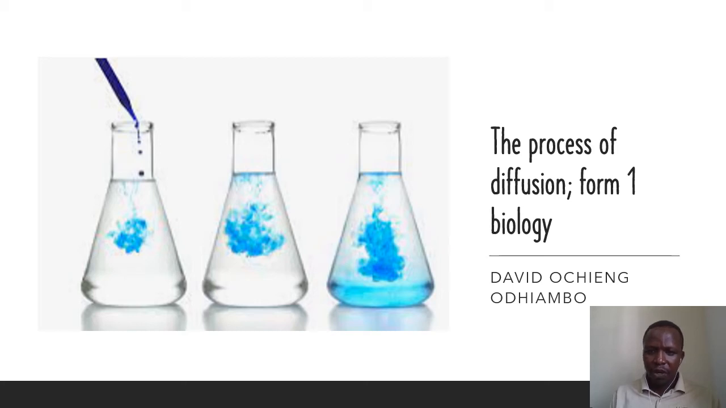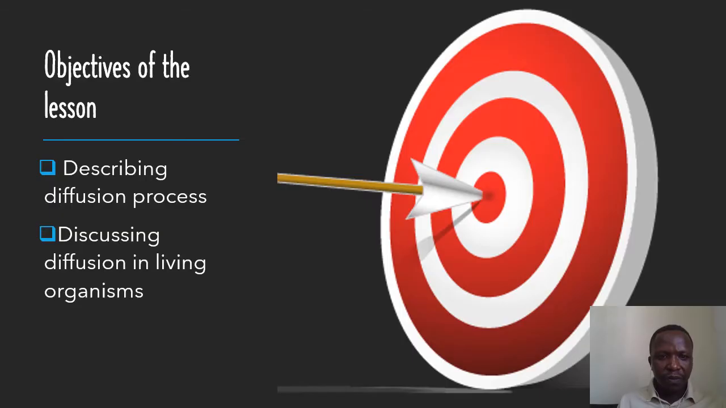Welcome. We are going to look at the process of diffusion, basing our discussion on a Form 1 topic in biology. Objectives of the lesson. We expect that by the end of this lesson, the learner should be able to describe the process of diffusion and should also be in a position to discuss diffusion in living organisms.